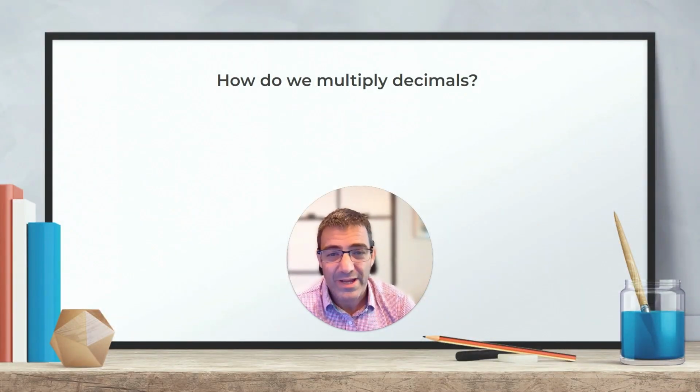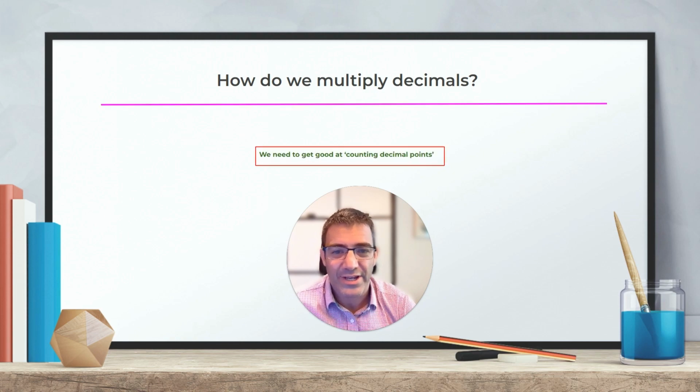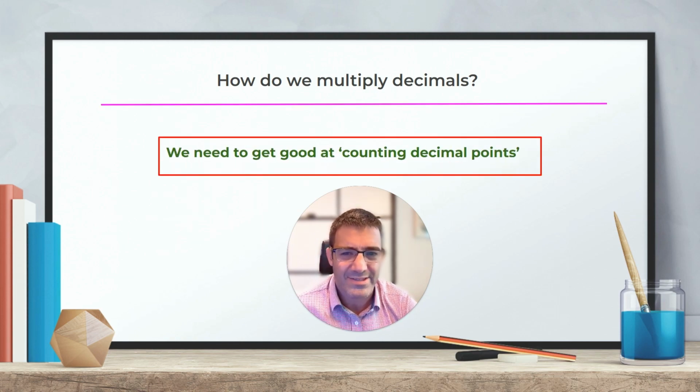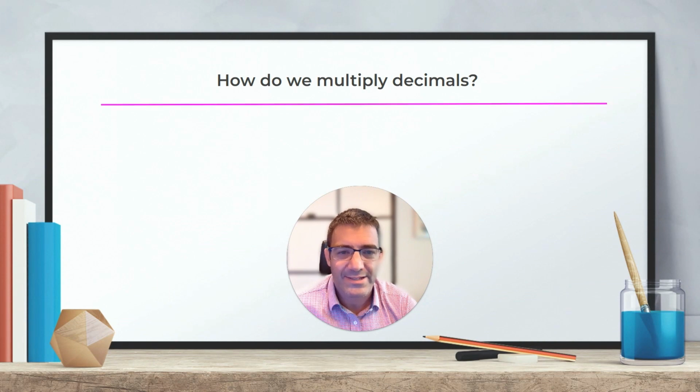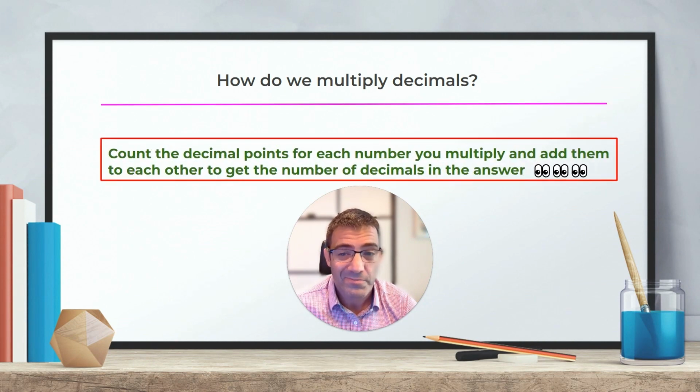So how do we multiply decimals? Well, we need to get good at counting decimal points. Now, what does that mean? If you think about decimal numbers which could be given to you, count the decimal points for each number that you multiply and then add them to each other to get the number of decimal points in the answer.